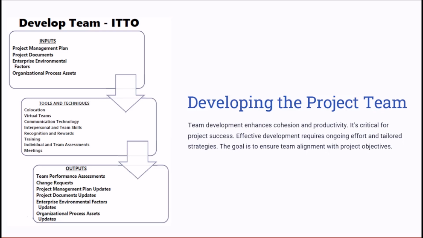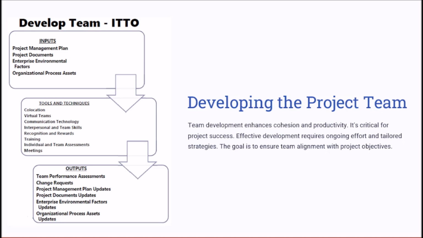Team development is a continuous process of improving the skills, collaboration, and morale of the project members. During the execution phase, it is critical to focus on creating a cohesive team that works efficiently toward common goals. For example, in a product development project, building trust among cross-functional team members enhances creativity and problem solving, ultimately leading to faster delivery.